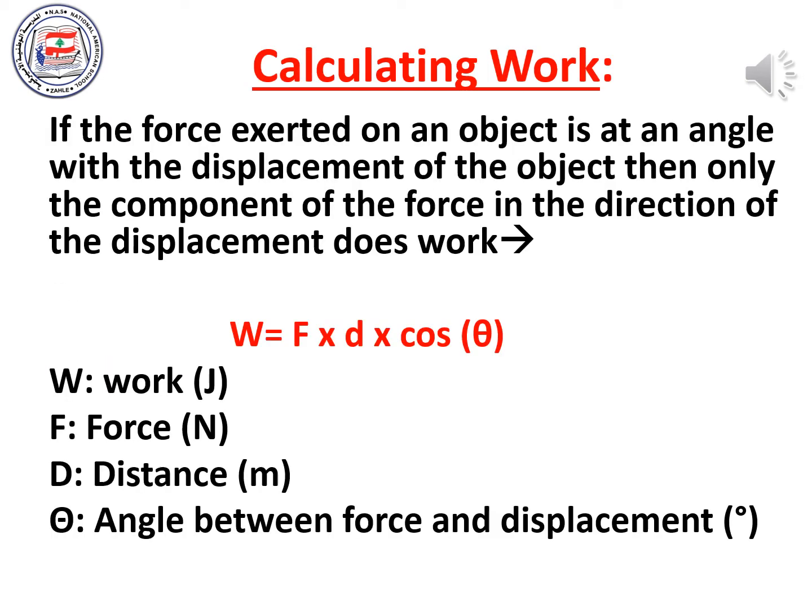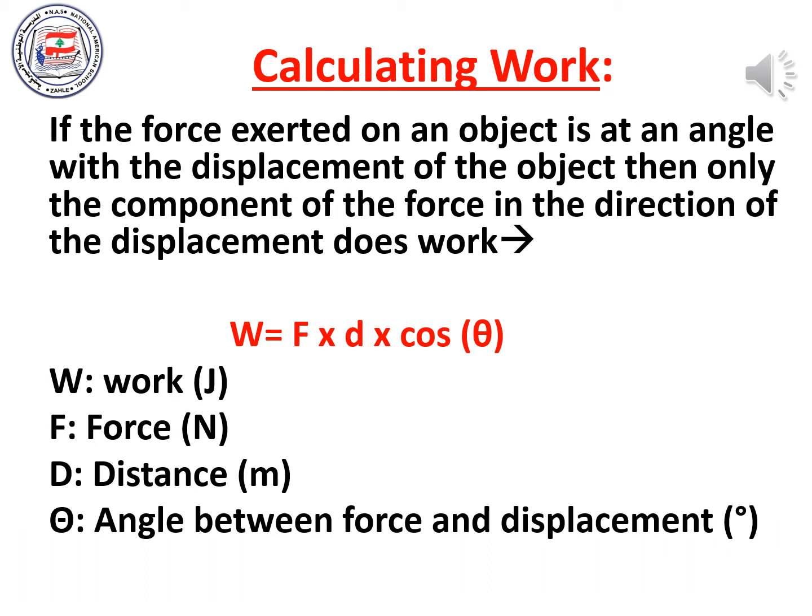Since we already stated that work is equal to force times displacement if force and displacement are in the same direction, how do we calculate work if force and displacement are not in the same direction? If the force exerted on an object is at an angle with the displacement of the object, then only the component of the force in the direction of the displacement does work. So we only consider the component of the force in the direction of the displacement.